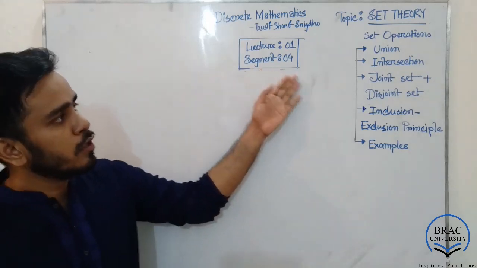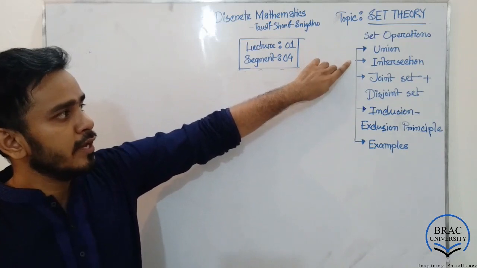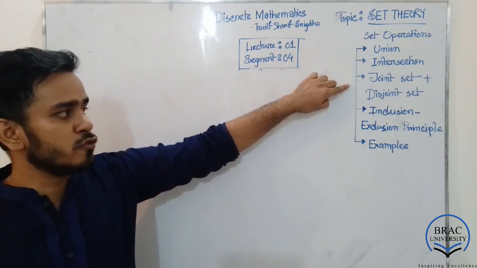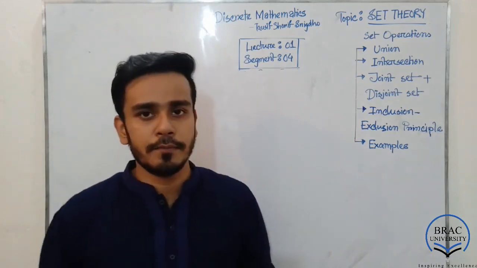Here in segment 4, we'll be recollecting set operations like union, intersection, joint set and disjoint sets, inclusion exclusion principle, and at last we will see some examples.